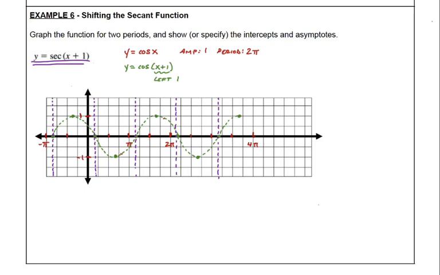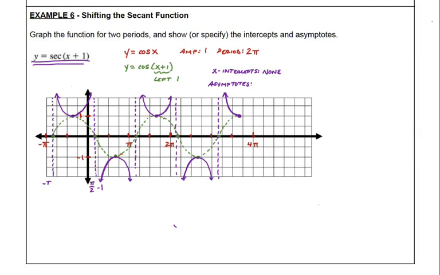Now I will say right now, at this point, the x-intercepts of this green graph are not that nice, which means the vertical asymptotes aren't at super nice x values. So I'm going to draw my secant portions, these U-shaped graphs here, and I'll show you how I identified the x-intercepts of the cosine graph. There aren't any x-intercepts for the secant graph, but the asymptotes will occur where the x-intercepts of the cosine of x plus 1 were. So where are they?